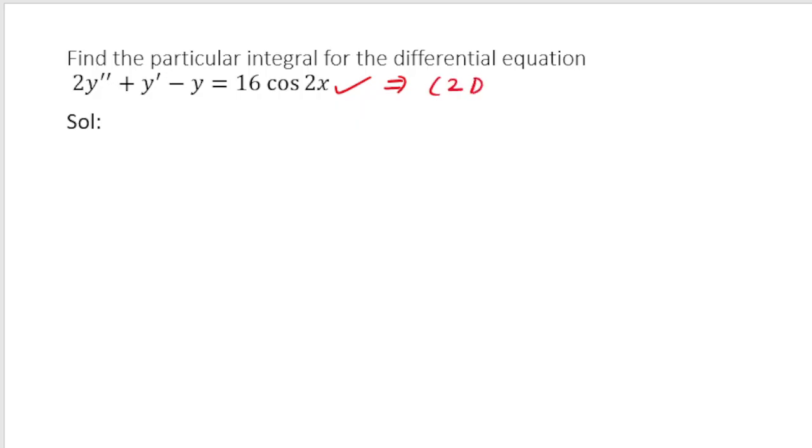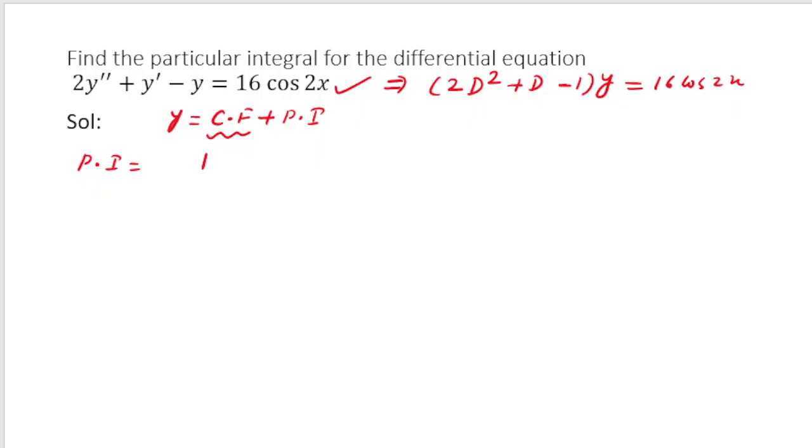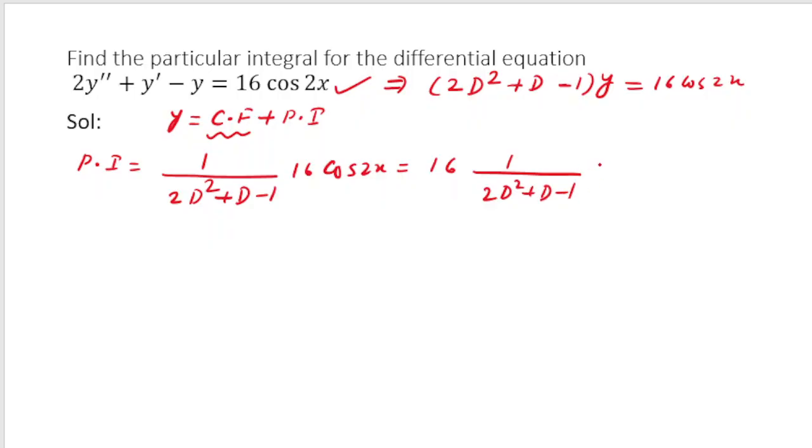So here the operator form is 2D square plus D minus 1 y is equal to 16 cos 2x. The general solution will be written as y is equal to complementary function part plus particular integral part. How to find the CF? That is your homework. I'm going to find the PI. So PI is 1 by 2D square plus D minus 1, and that I need to operate on 16 cos 2x. 16 is a constant outside, and I write 1 by 2D square plus D minus 1 cos 2x.